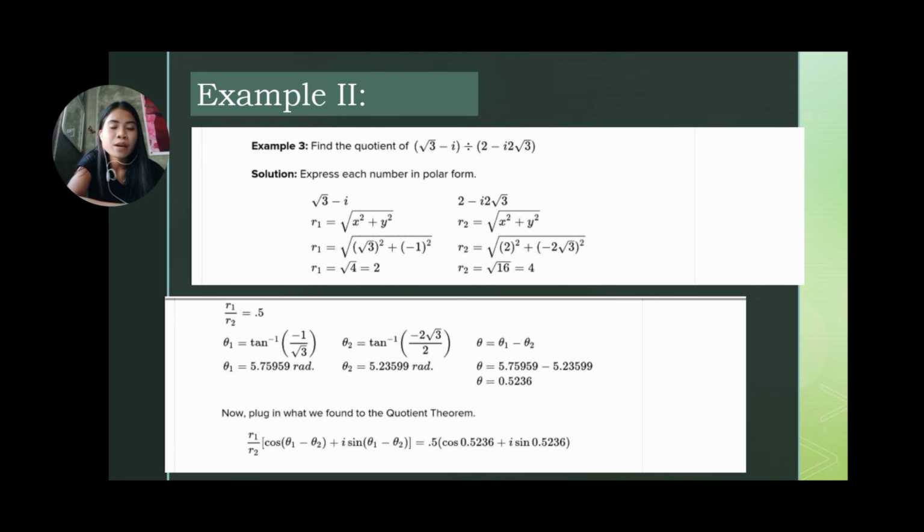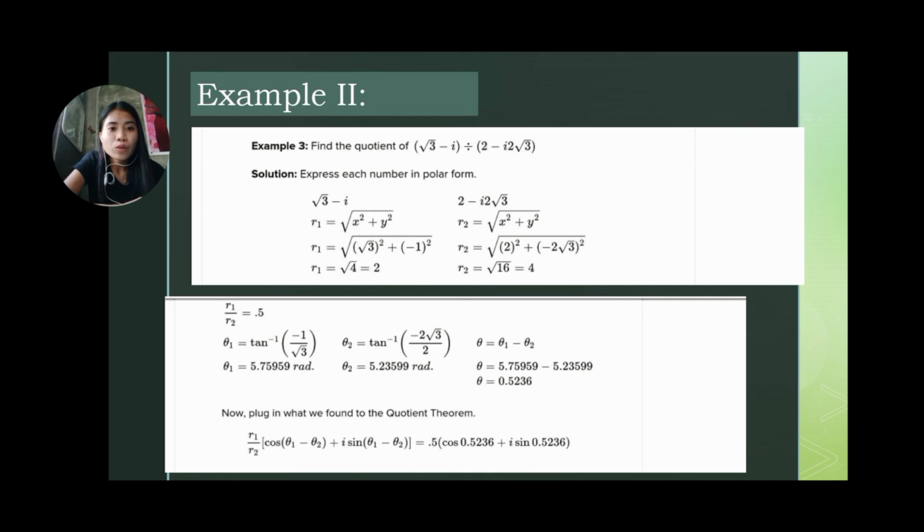Here is another example of the quotient theorem. Find the quotient of the quantity square root of 3 minus i divided by the quantity 2 minus i 2 square root of 3. First, we need to express each number in polar form. In finding the trigonometric form of those complex numbers, we use the formula r is equal to the square root of x squared plus y squared. Let the quantity square root of 3 minus i be r sub 1 and the quantity 2 minus i 2 square root of 3 be r sub 2.